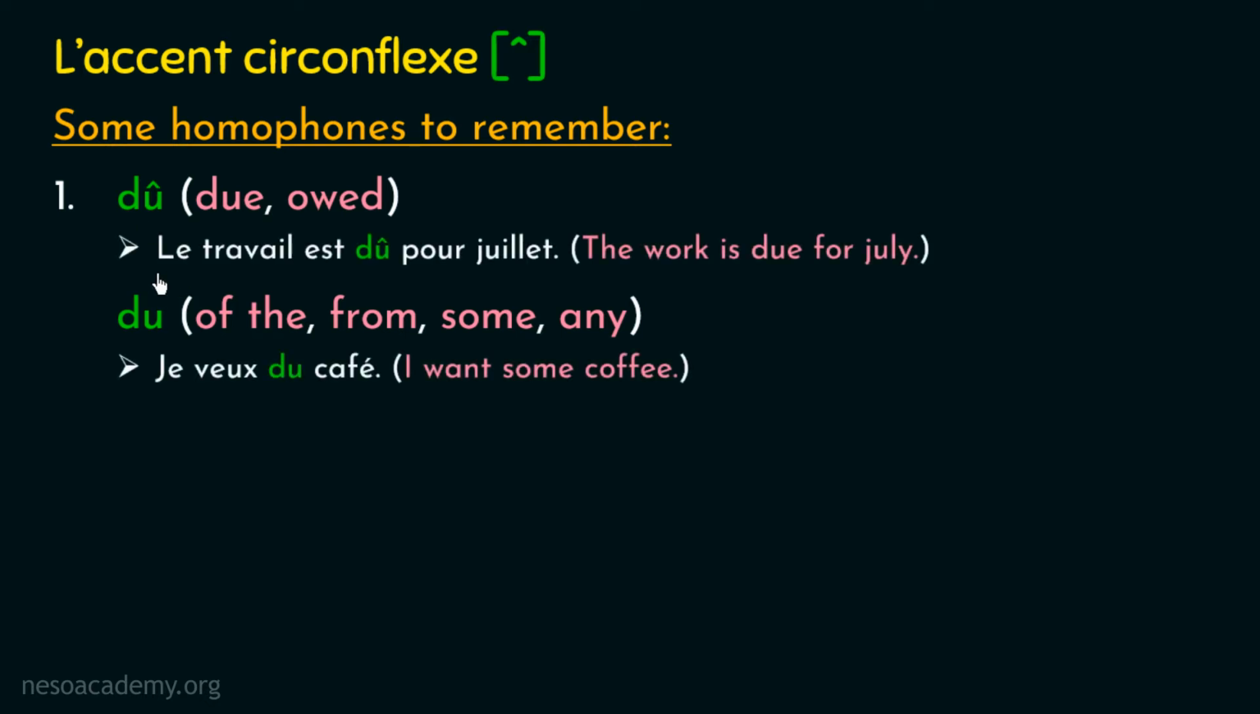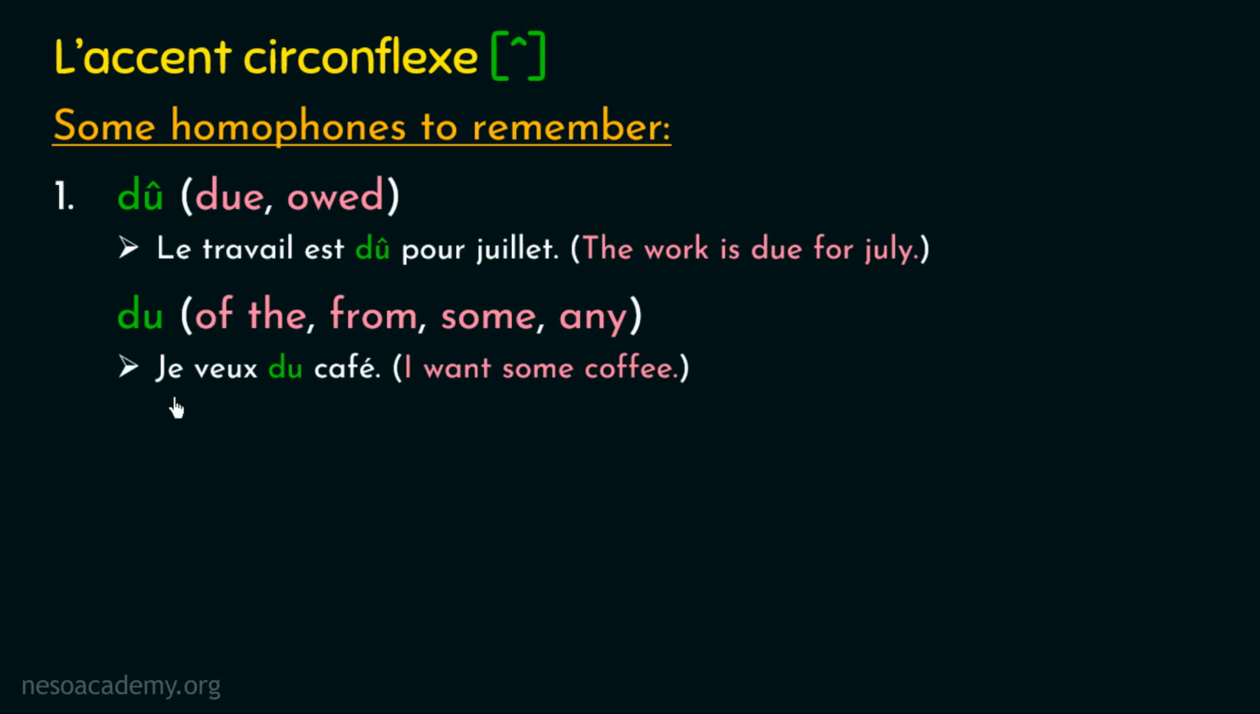So here we have the very first example. Now I am going to pronounce this example in French. Alright? Le travail est dû pour juillet. I am repeating it again. Le travail est dû pour juillet. It means the work is due for July. So in this example, this word dû is having the sense of due, that the work is due for July.